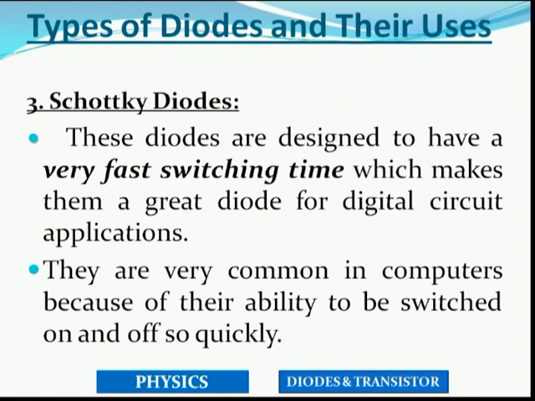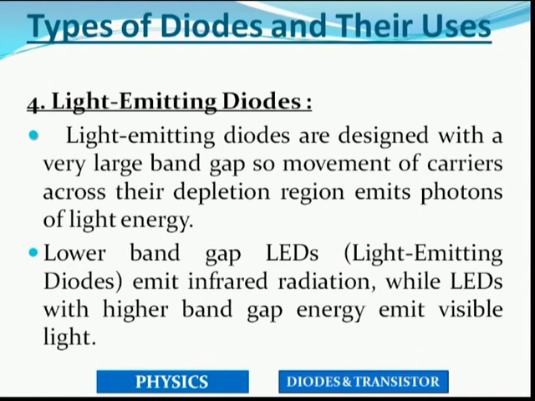So the response time of this kind of diode is very fast. We use it in digital circuitry, where we want a very high switching speed, 1 to 0 and 0 to 1. At those places we use a diode like the Schottky diode. Then next is the light emitting diode, normally known as an LED.